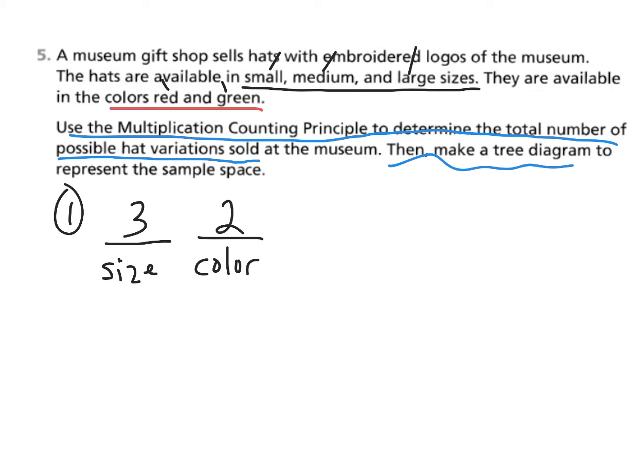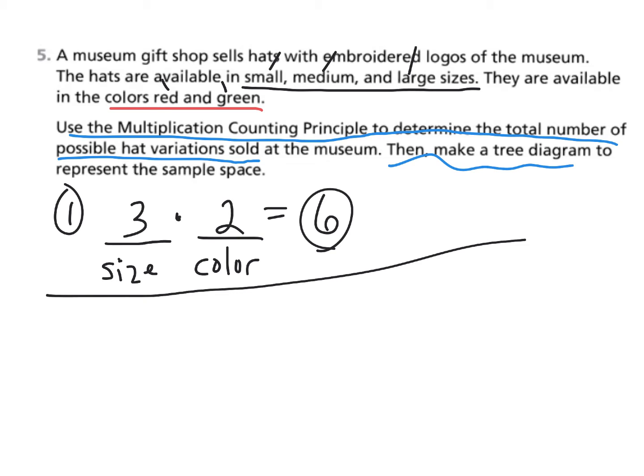That's 2 options. And then, as the name suggests, multiplication counting principle, we're going to multiply those numbers together. So 3 times 2 is 6. So there should be 6 possible options here.